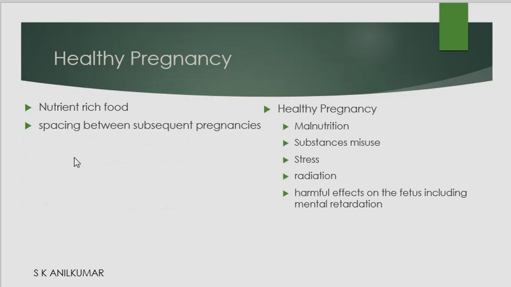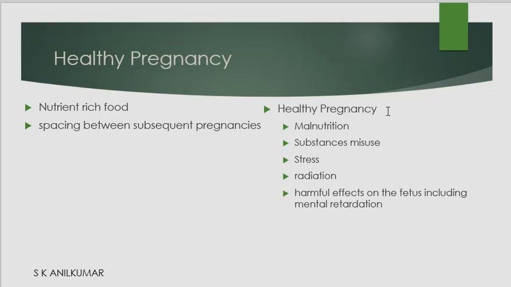Now, as a part of reproductive health, healthy pregnancy is important. For healthy pregnancy, what should we ensure? We should ensure nutrient-rich food and spacing between subsequent pregnancies so that the general health of the mother is good and the mother is getting enough nutrition during the gestation period for both the mother and child. What should not be there?